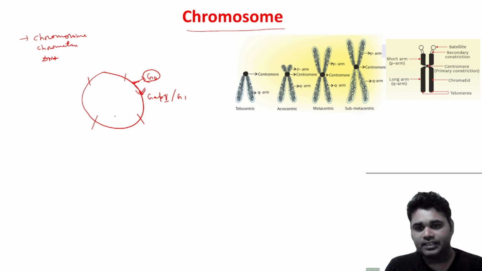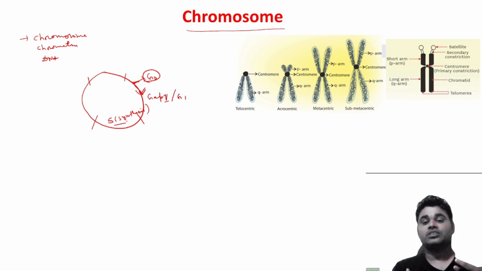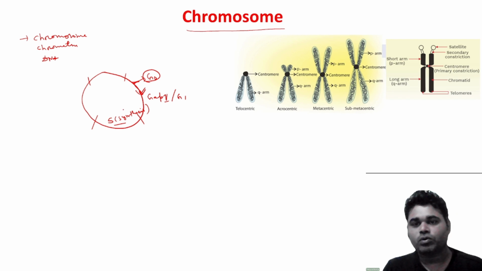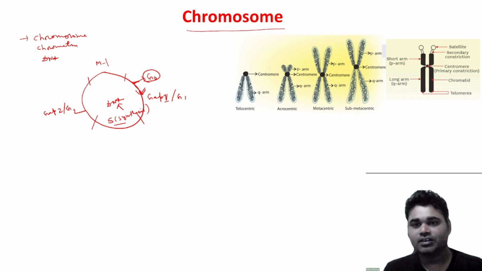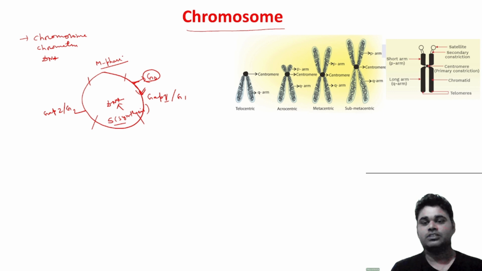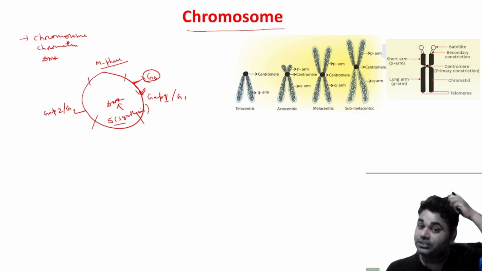After gap 1 there is a phase called the S phase, S for synthesis. Why is it called the S phase, or synthesis phase? Because here the cell synthesizes the DNA. After the S phase, another phase is called gap 2, or the G2 phase, and after that is the main phase, the M phase, called mitosis or meiosis, because in this phase the cell division actually occurs.